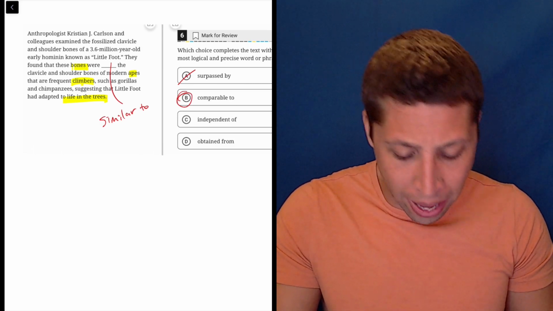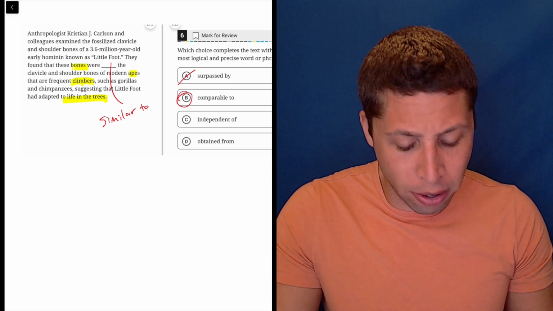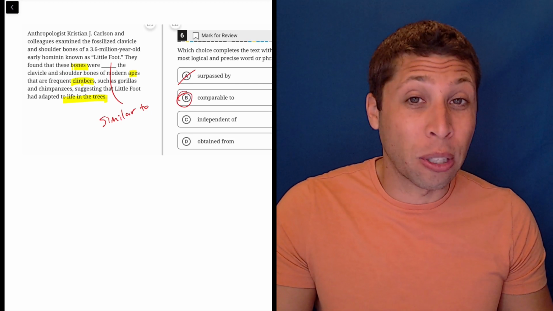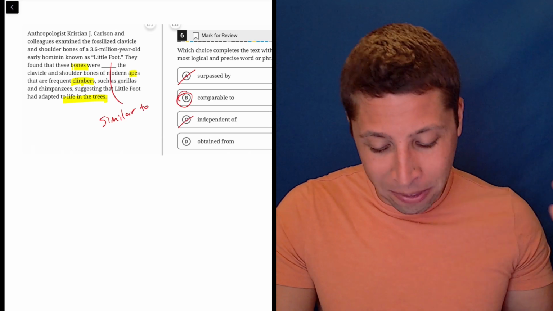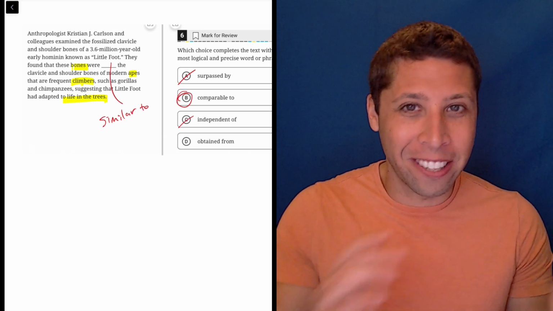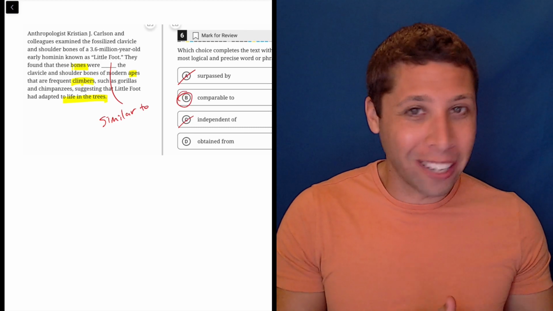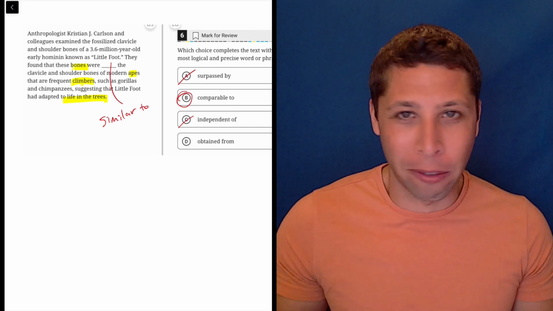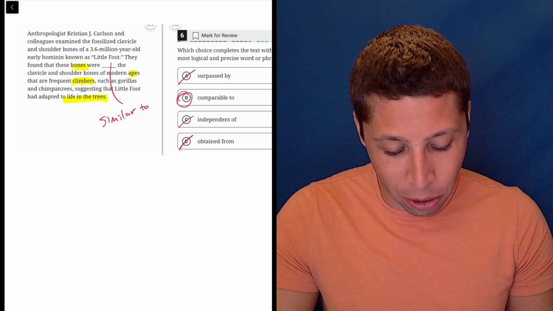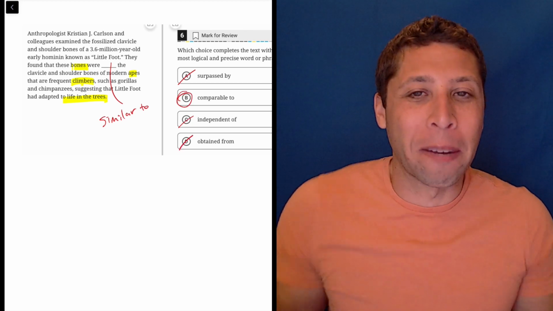Those bones were independent of the clavicle and shoulder bones of modern apes. No, that kind of suggests the opposite of what we found, that maybe somehow they're different, but that's not it. And they're certainly not obtained from the modern apes. Like, this is a human thing, not a monkey. So it doesn't make any sense to say they're obtained from those. They're completely different species, completely different bones. So they're just making a comparison between them.